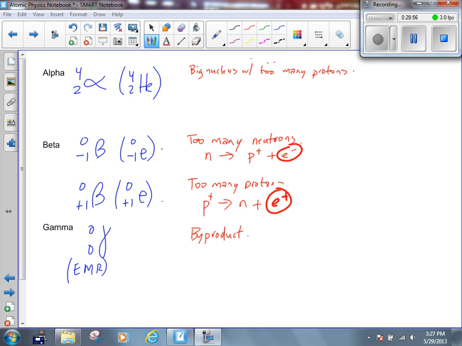So these are a little bit more fundamental. They happen because of a condition that pre-exists in the nucleus. This occurs as a byproduct of something else, because something else has already occurred and the nucleus is left a little bit excited.